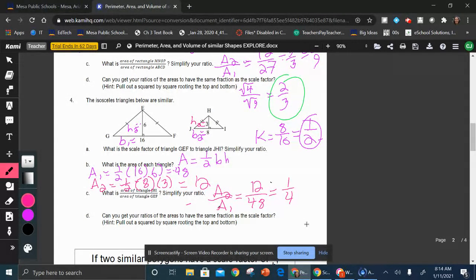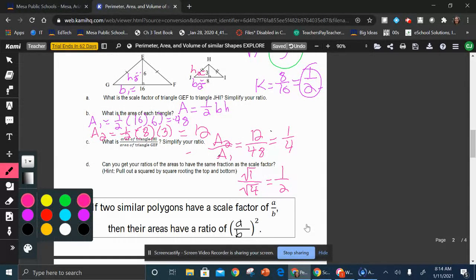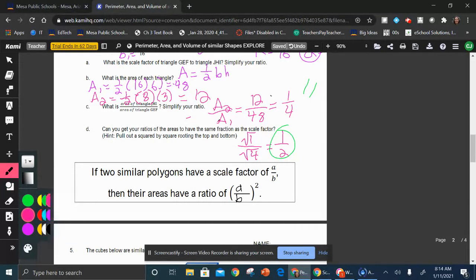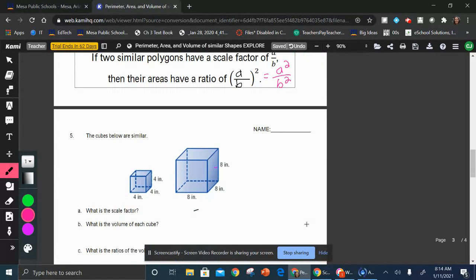It says take the square root again, everybody. So we're going to take square root of 1 over square root of 4, which simplifies to 1/2. So the ratios are congruent once we take the square root. So we're going to do a over b squared. Notice everybody that that means that we have to do a squared and b squared. So you have to distribute the squared to square both.